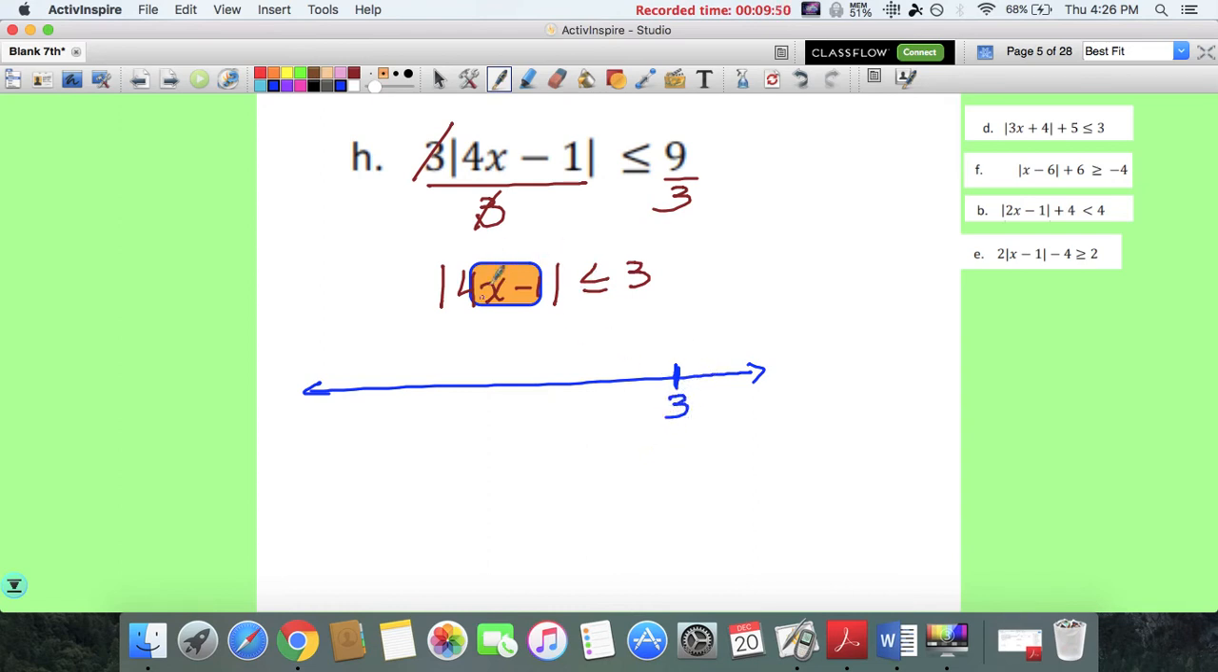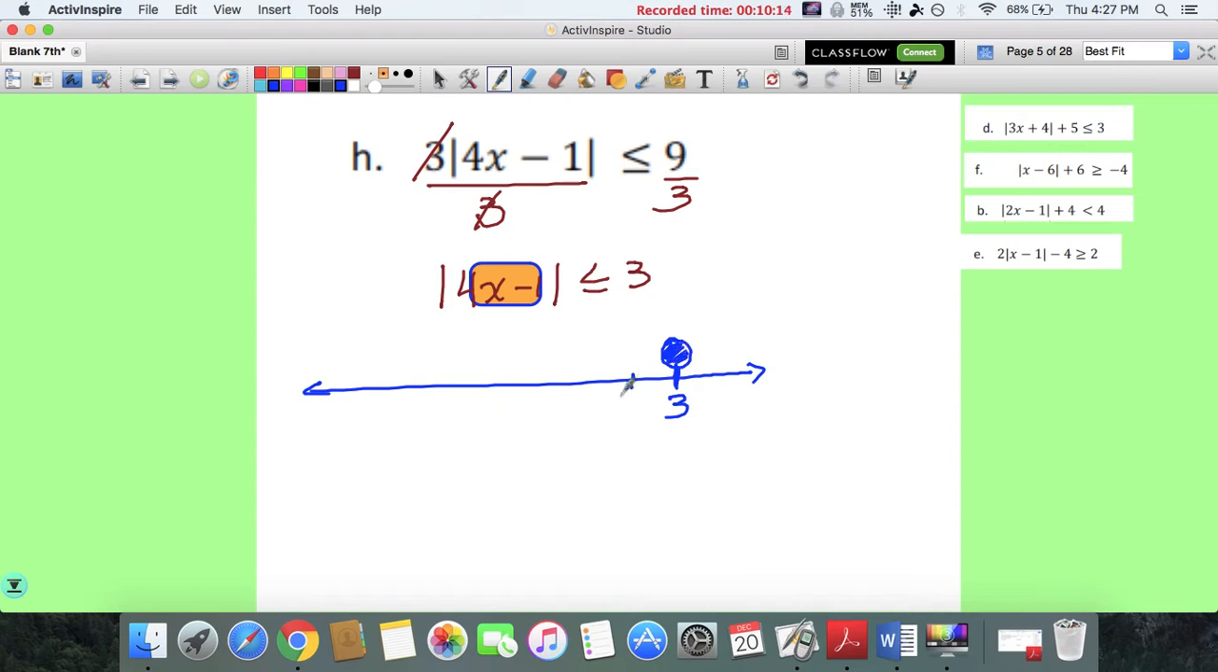3.1, absolute value of 3.1, is that less than 3? No, it's not. So obviously numbers on this side, these numbers over here, will not be part of my solutions. But 3 does. If I take the absolute value of 3, it's 3, and 3 is definitely less or equal to 3. So 3 is part of my solution.